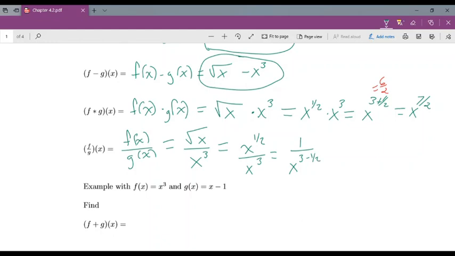And then you obviously have to do your change of base again here. So we'd have 6 over 2 minus 1/2, which would be 5 over 2. So we get 1 over x to the 5/2.